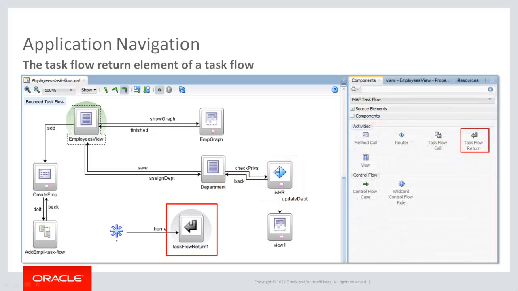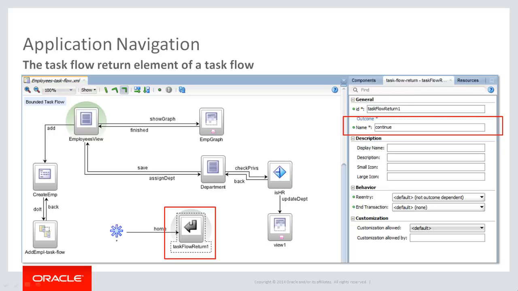The Taskflow return is the way of indicating that this task flow has finished and control can pass back to the calling task flow. You could have any number of task flow returns, depending on whether your task flow takes you through different paths, all of which require you to return to the calling task flow at the end of each possible path. Looking at the property inspector, we can see a property called outcome name. This is the name of the control flow in the parent or calling task flow that should be followed now that control is being passed back.